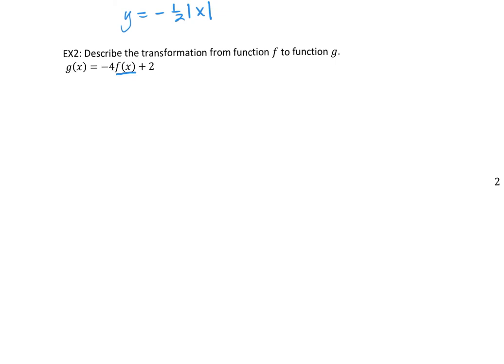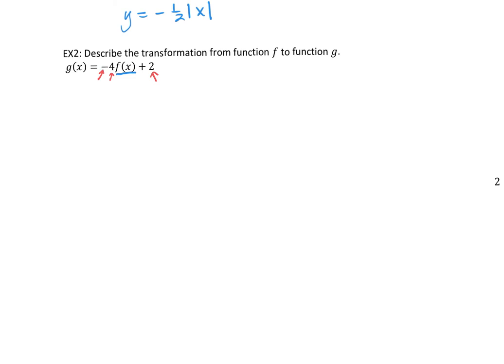Something to remember is that the 4 is one transformation and the negative is another transformation. It's not -4, a single number. It's the negative, which would be a reflection, and the 4, which would be a stretch or a shrink. Now, since the 4 is on the outside of the function, that would be a vertical stretch. And then the negative is outside of the function, so that would be a reflection across the x-axis. And then we also have this +2 from our prior section. That would be a shift up.